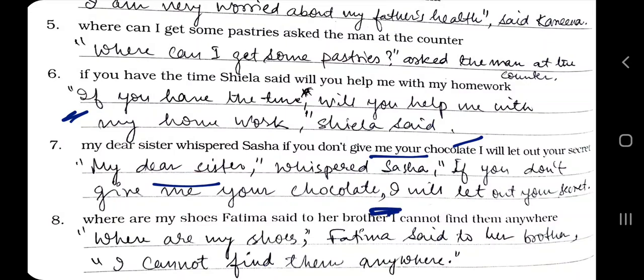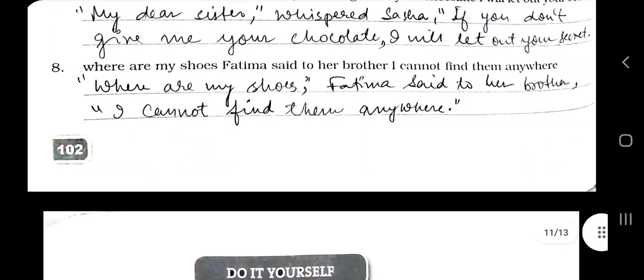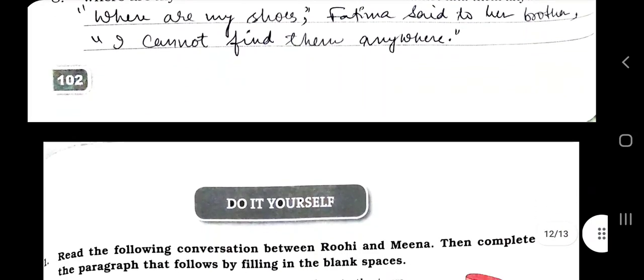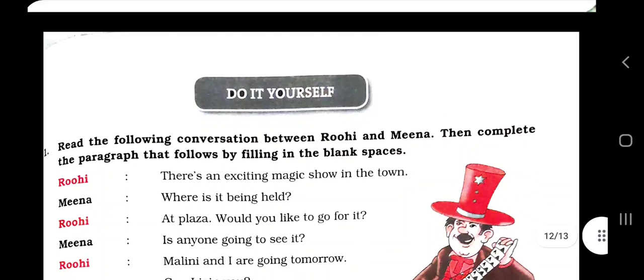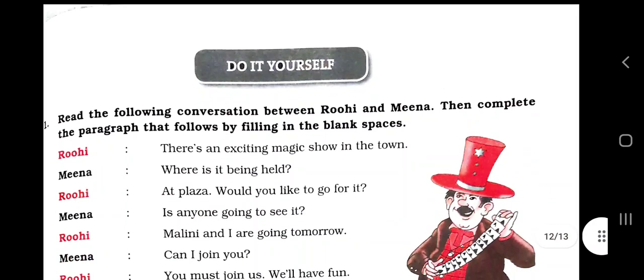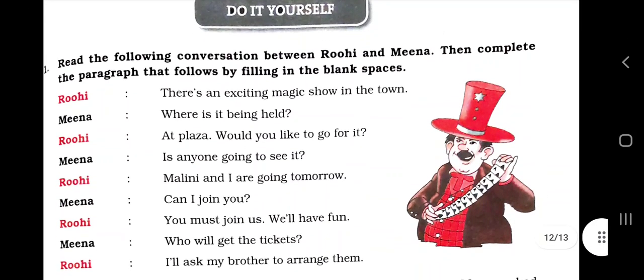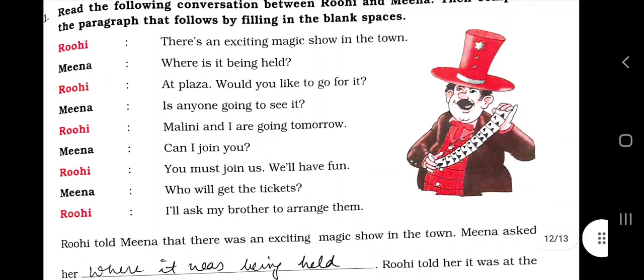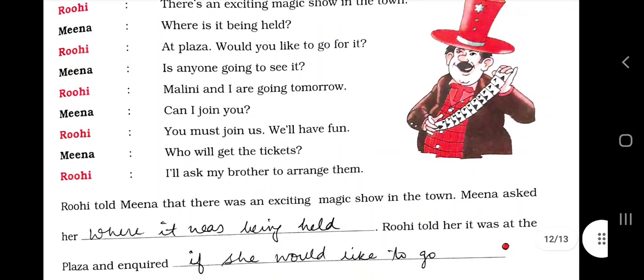See the punctuation, and this has to be done this way. Now do it yourself. Read the following conversation between Ruhi and Meena, then complete the paragraph that follows by filling in the blank spaces. "There is an exciting magic show in the town." "Where is it being held?" Now see, this is the simple conversation between Ruhi and Meena, two friends.